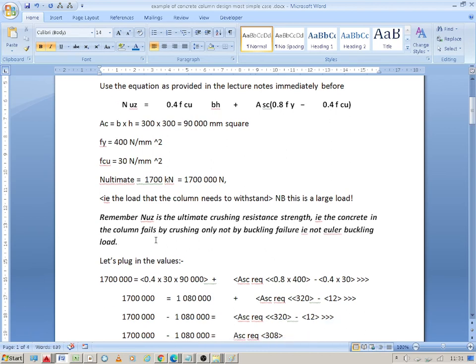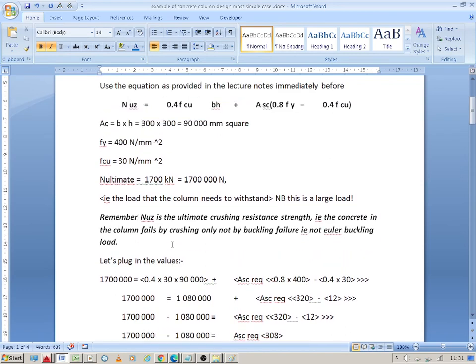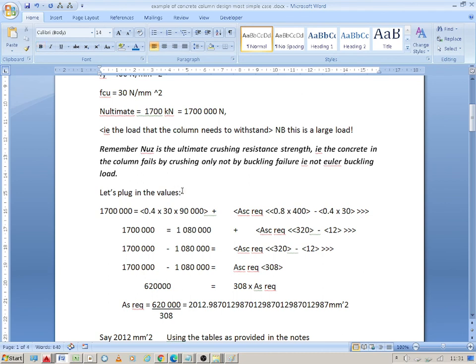Remember, N_uz is the ultimate crushing resistance strength, i.e. the concrete in the column fails by crushing only, and the steel by yielding in compression, not by buckling failure. So this is not a Euler buckling load. It's quite straightforward. That was equation 4. Let's plug the values into equation 4.